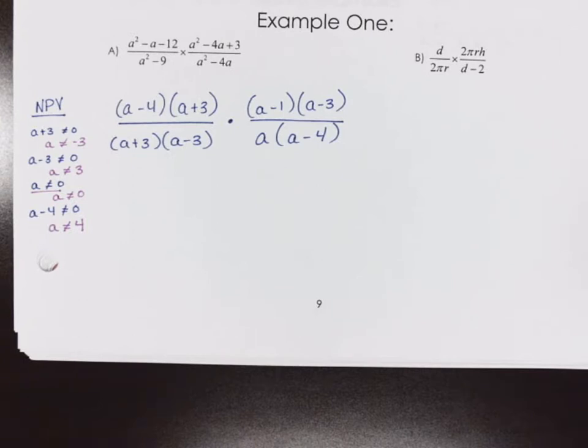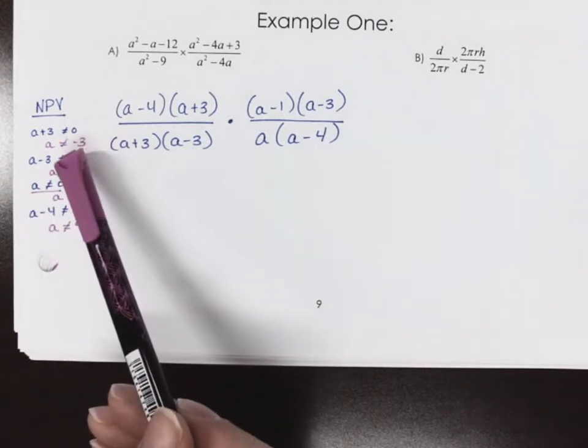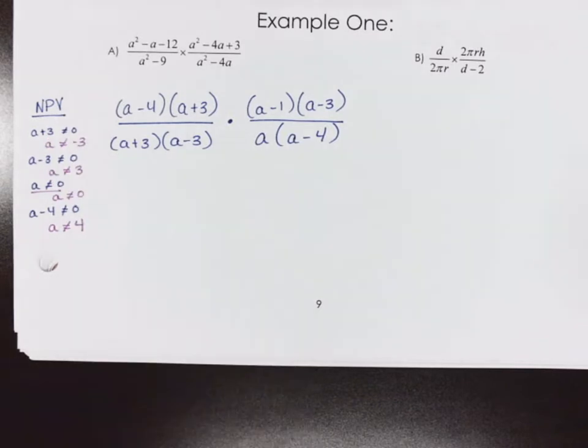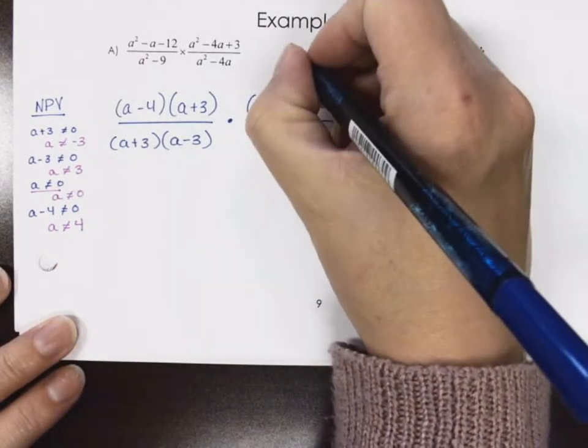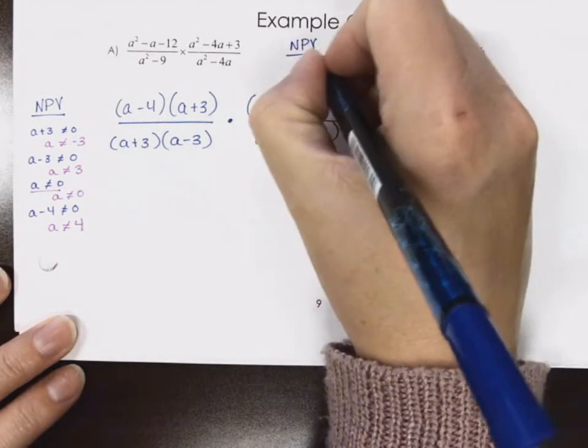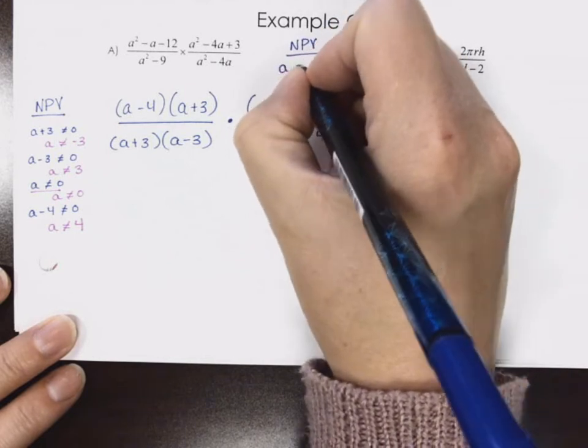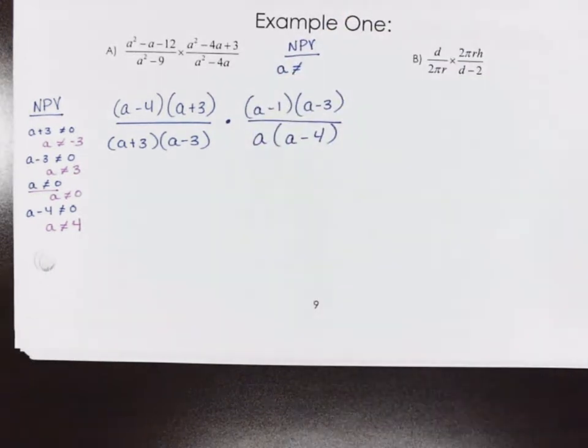You can, ladies and gentlemen, if you're confident with solving, you do not have to write this. When I'm doing my non-permissible values, if I were to look at this, this is how I would do my NPVs. And I'm not trying to show off, I'm just trying to show you that sometimes when we get good at this stuff, it goes a little bit faster.